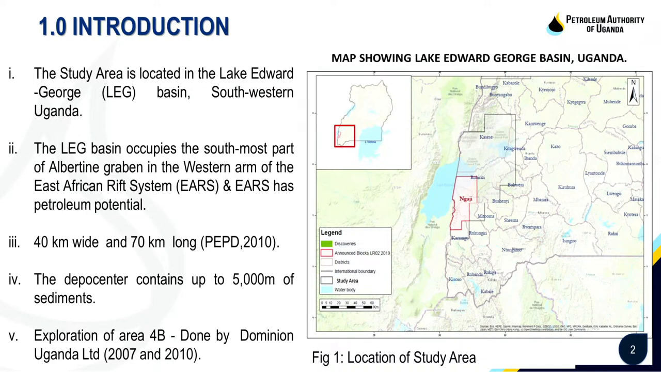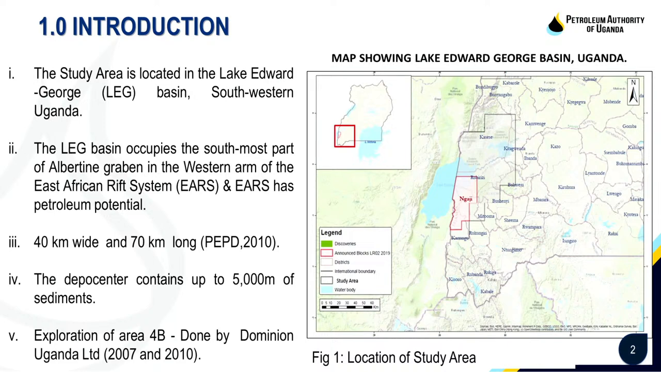It contains sediments up to 500 meters thick, which is the deposit center of the basin. The deposit center is, if you have a basin, the maximum thickness of sediments. And we know our oil and gas in Uganda comes from those sediments, from the source rocks.